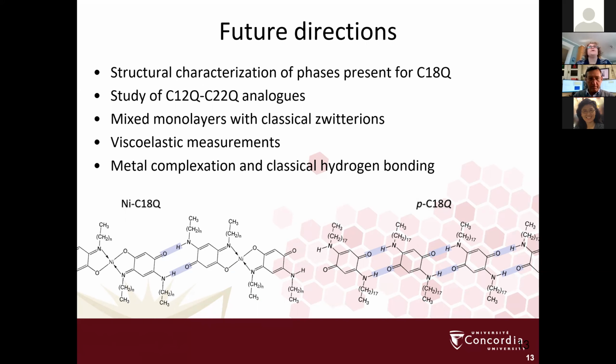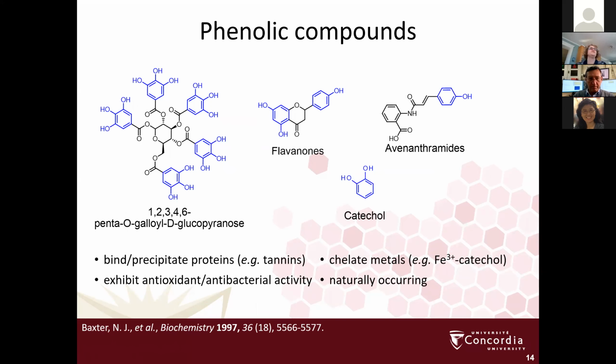I'm going to talk now a bit about, it's a sort of a tale of two tales of pi stacking. So I'm going to talk a bit about the work that we've been doing with phenolic compounds. So phenols are prevalent in nature as tannins, catechol, and flavonones. They're known to bind proteins, so these bind to proline-rich and histidine-rich proteins. They obviously also exhibit, as did the previous lipid, antioxidant activity. Catechol is well known to chelate iron.